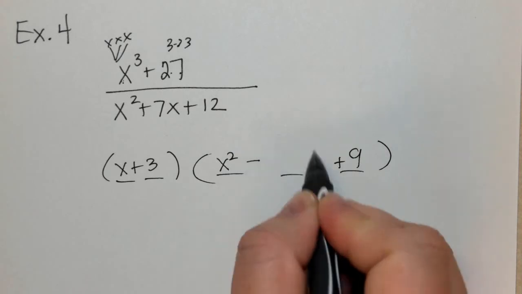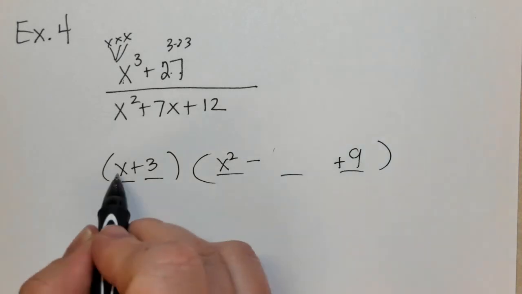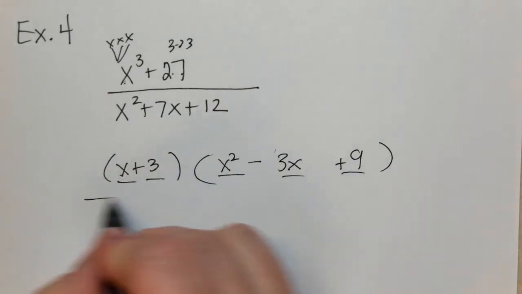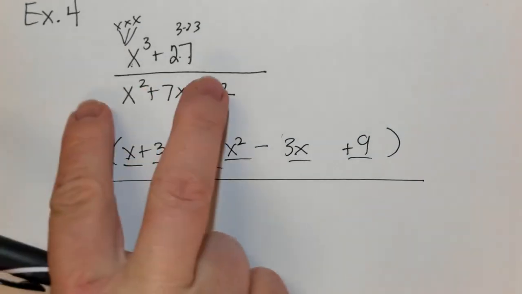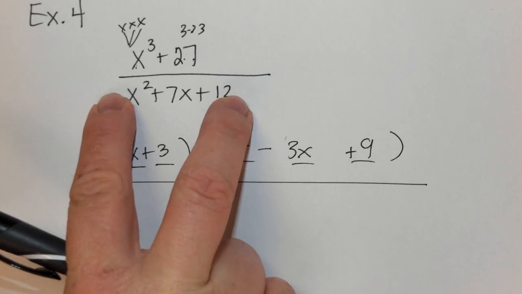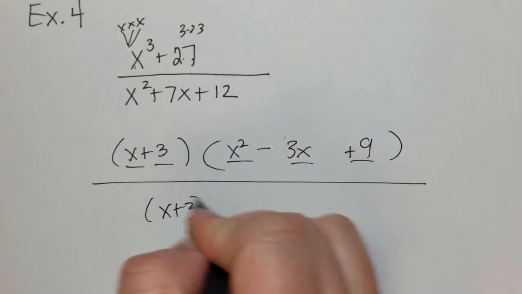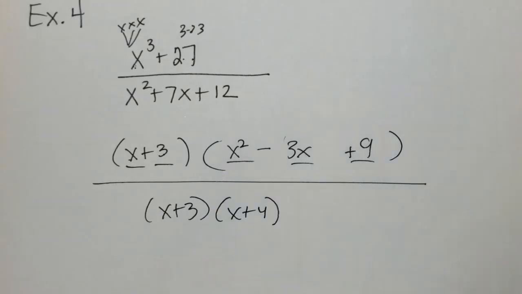How do I come up with this part of the expression? X times 3 is 3x. This is the numerator. Now the denominator, I'm looking for 2 numbers that multiply to equal positive 12 and combine to give us a positive 7. X plus 3 and x plus 4.